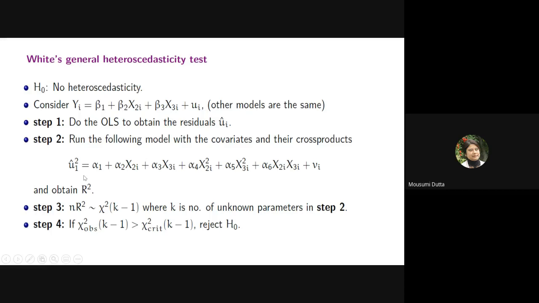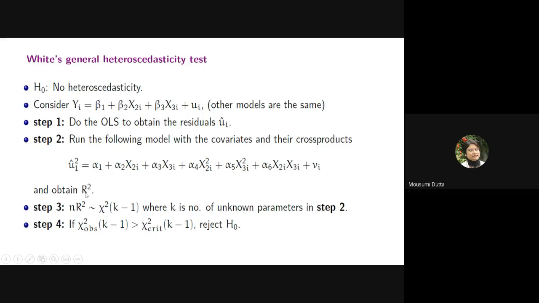I am regressing the square of the residual on all explanatory variables present in the original model. This is the second regression. Don't mix up this regression model with the first one. This is the original one, on the basis of which we derive the residual. Once we get the residual, I am taking the square of that residual and running a new regression model. In this new regression model, I am considering all the explanatory variables, their squares, their cross products, and there is the random error vi2.